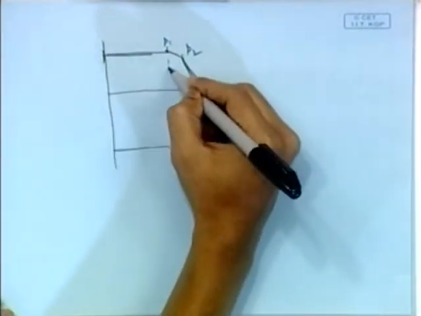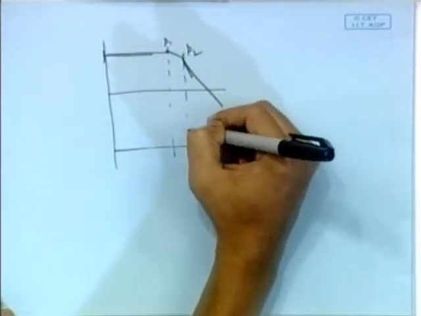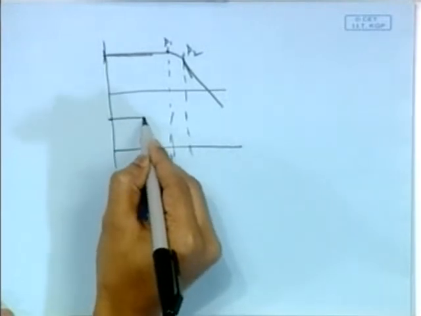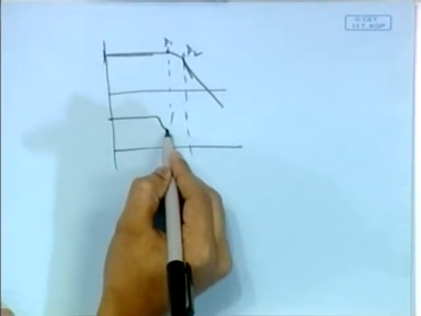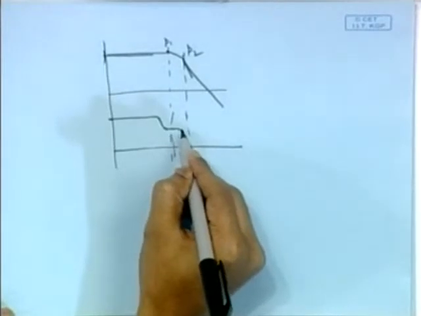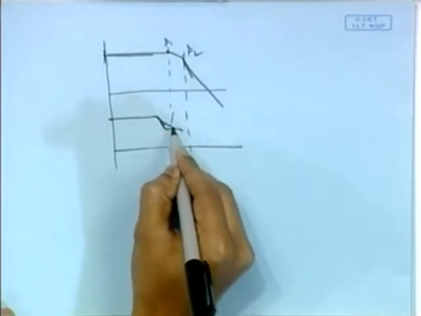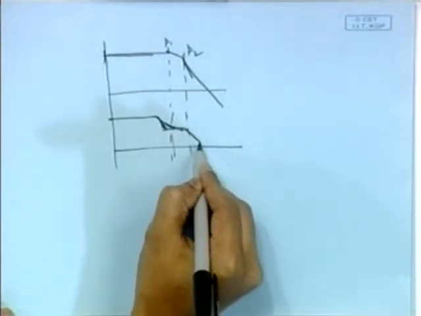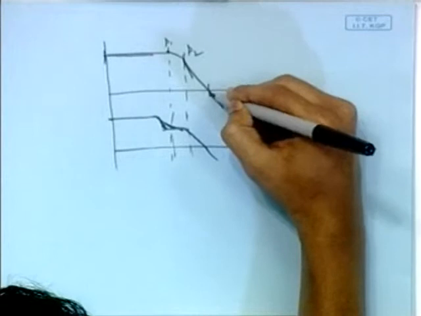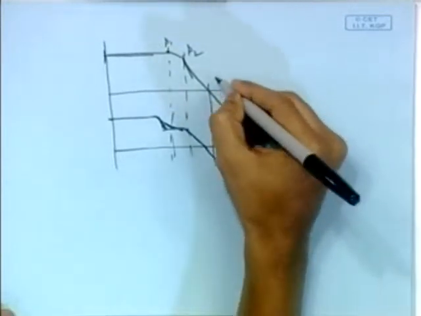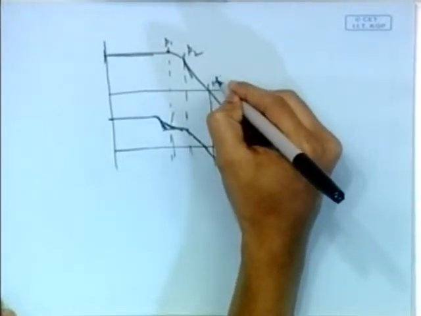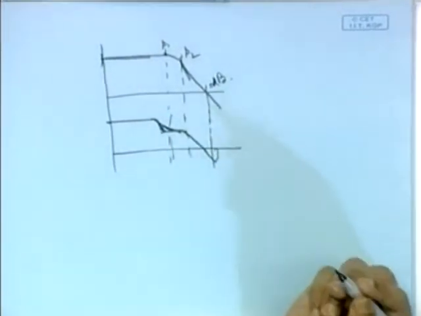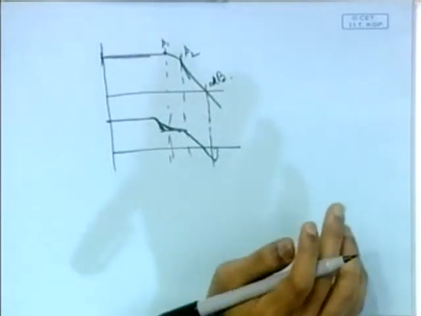Now what about the phase? It was something like this. So you can see that at 0 dB there is a negative phase margin. Okay, that is basically the instability.